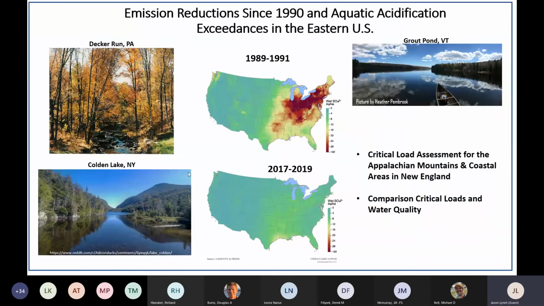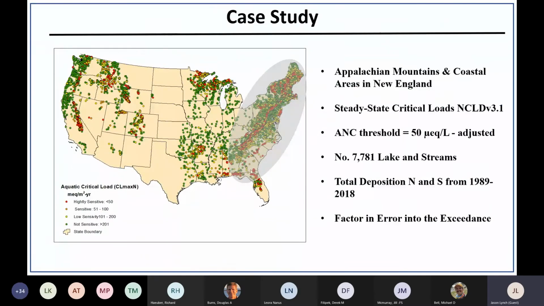Okay, so getting back to critical loads, and just a short example: how have exceedances changed since 1990 in terms of our improvements here? I just focused on a case study area in the eastern US and New England. We focused on the Appalachian Mountains and the New England coastal areas. I looked at steady state models for critical loads from the database. I used an ANC of 50. In total, I looked at 7,781 lakes.